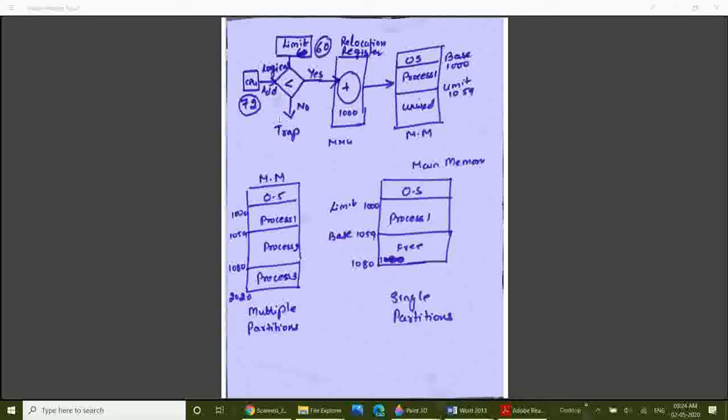Okay, so to understand the protection of your memory system using the limit and relocation registers, I can use either the single partition or the multiple partition. Right now I've just used the single partition for explanation purposes. Now assume that, since it is a single partition, I have stored a process at location 1000.